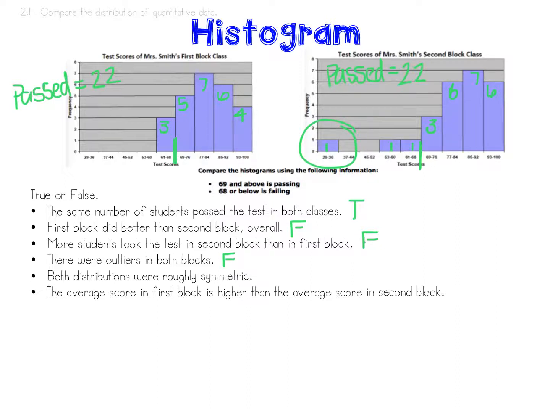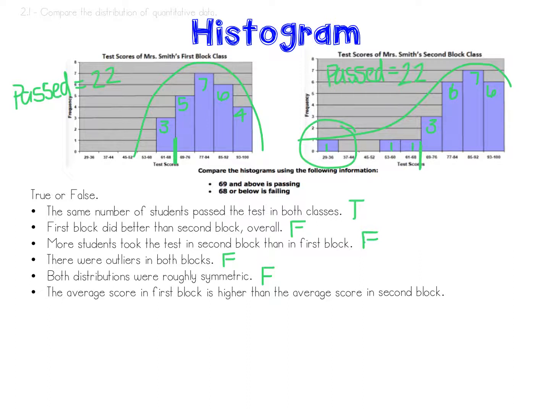Both distributions were roughly symmetric. I would also say false. First block is roughly symmetric. However, we said second block is actually skewed left because it has an outlier pulling that tail out. The average score in first block is higher than the average score in second block.